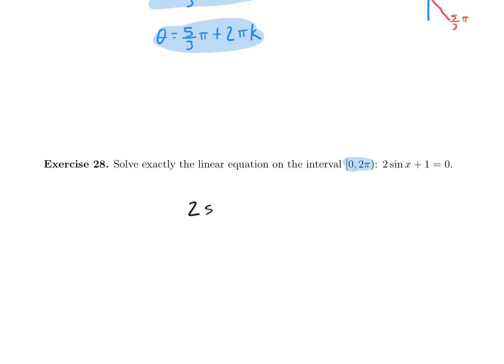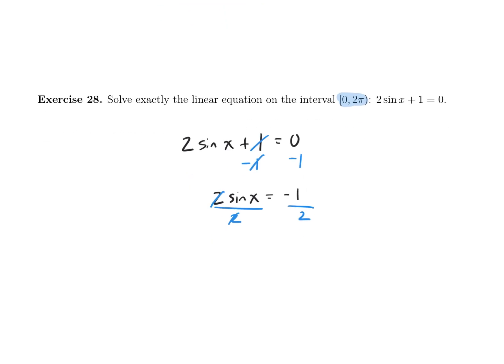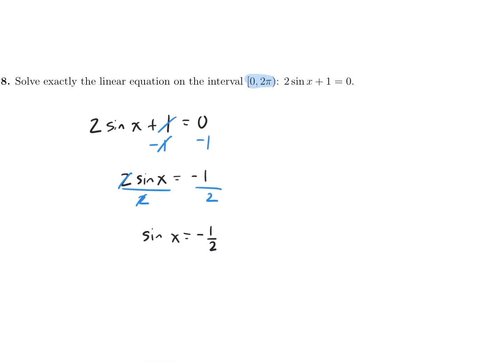Let's just rewrite the equation that we're given. Step number one is to isolate the trig function. In this case, we're isolating for sine. Subtract 1. Divide by 2. We end up with sine equals negative 1/2. Once you've isolated the trig function, you want to look at your unit circle and determine what angles have a sine value of negative 1/2.